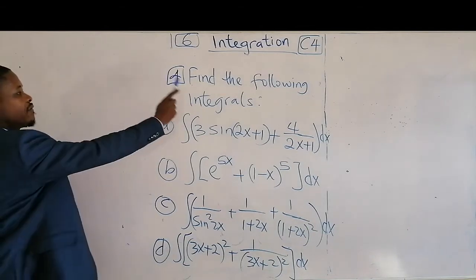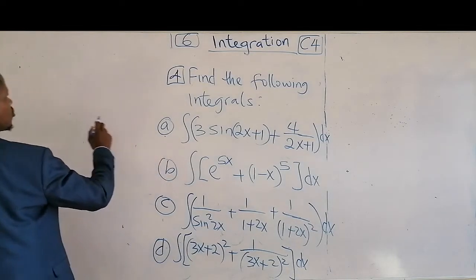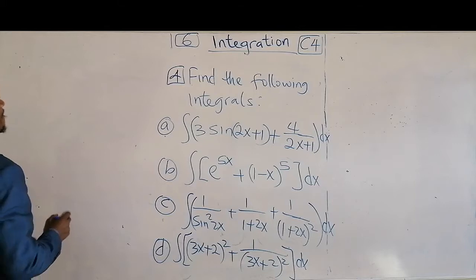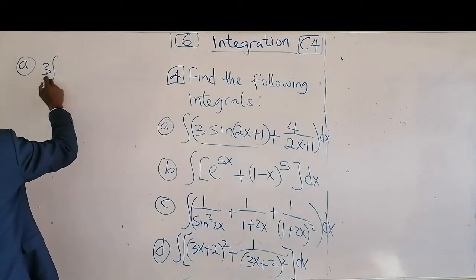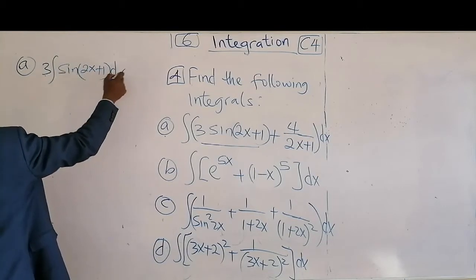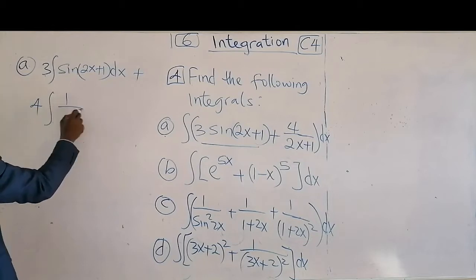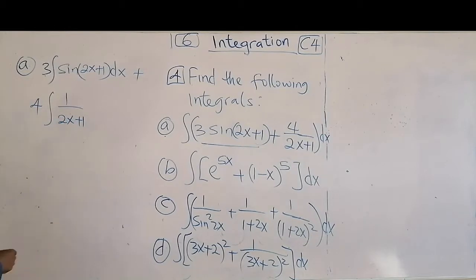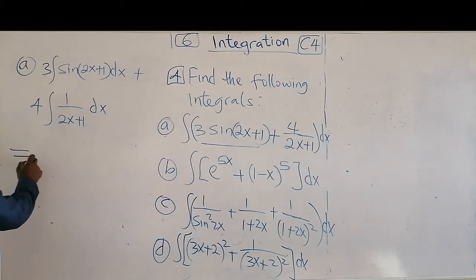Question 4. Find the following integrals. Okay, we have the first one. This a part will be equal to the integral of 3 sin(2x + 1) dx, with the 3 on the outside, plus the 4 also outside, the integral of 1 over (2x + 1) dx. So on the final answer, this will be equal to what?